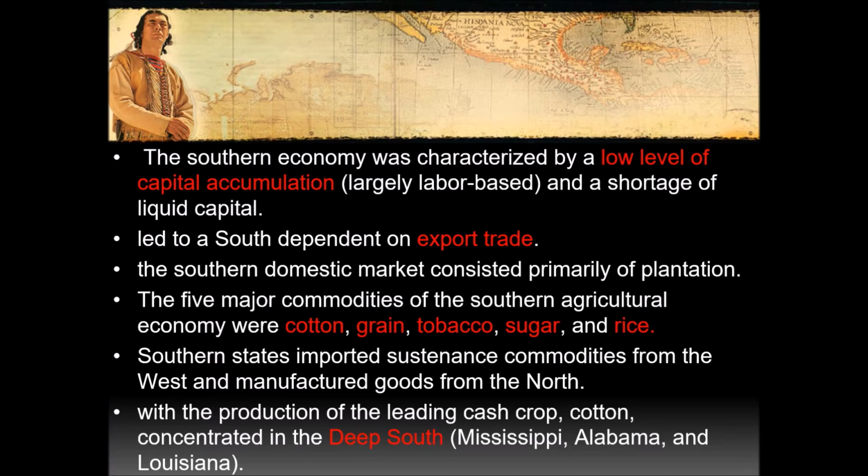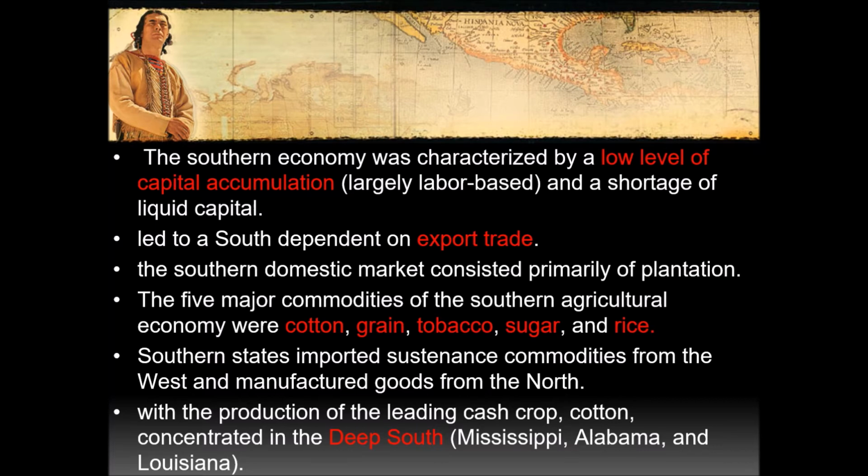The southern economy was characterized by a low level of capital accumulation, which was largely labor-based, and a shortage of liquid capital. That led the South to be dependent on export trade. The southern domestic market consisted primarily of plantations.